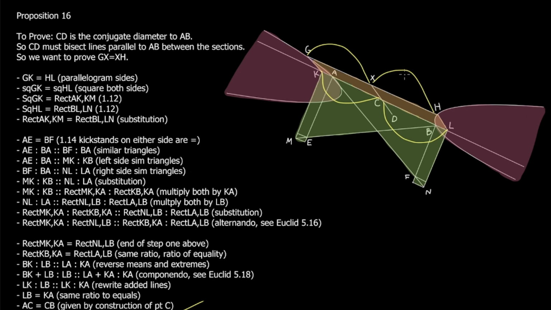And that's what we were trying to prove, because we were trying to prove that the supposed diameter XD is a conjugate diameter, meaning that it would bisect lines drawn parallel to our original diameter AB. And GH was drawn parallel to AB. So that's our QED.